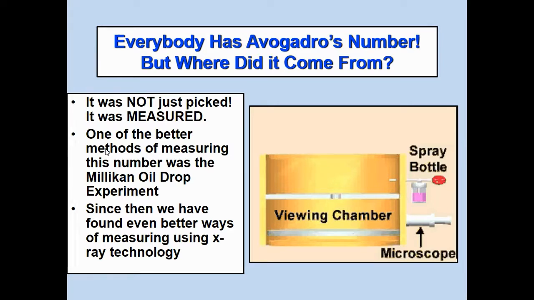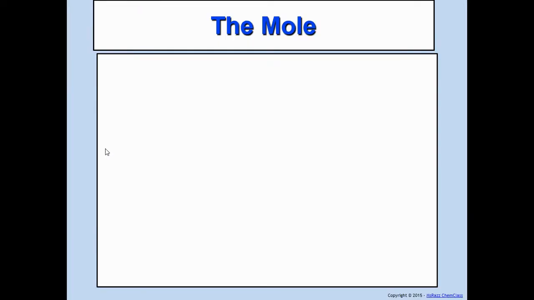Since then, we have much better technology. We can use X-ray technology to measure it, but we know it's a measured value with significant figures. Our technology is so good that we know it to many digits, so it will never determine your significant figures in a problem, because it's always going to have way more than anything else you're talking about. So it's a measured value.